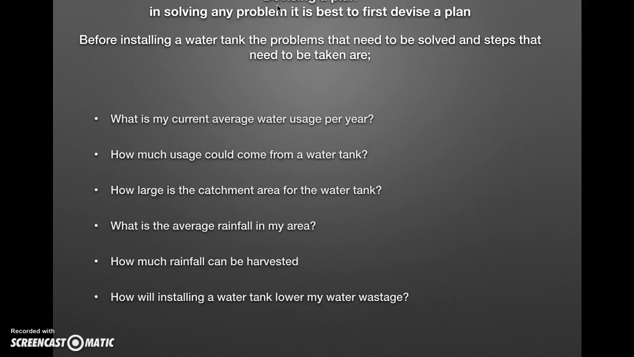Devising a plan. In solving any problem, it is best to first devise a plan. Before installing a water tank, the problems that need to be solved and steps that need to be taken are: what is my current average water usage per year? How much usage could come from a water tank? How large is the catchment area for the water tank? What is the average rainfall in my area? How much rainfall can be harvested? And how will installing a water tank lower my water wastage?